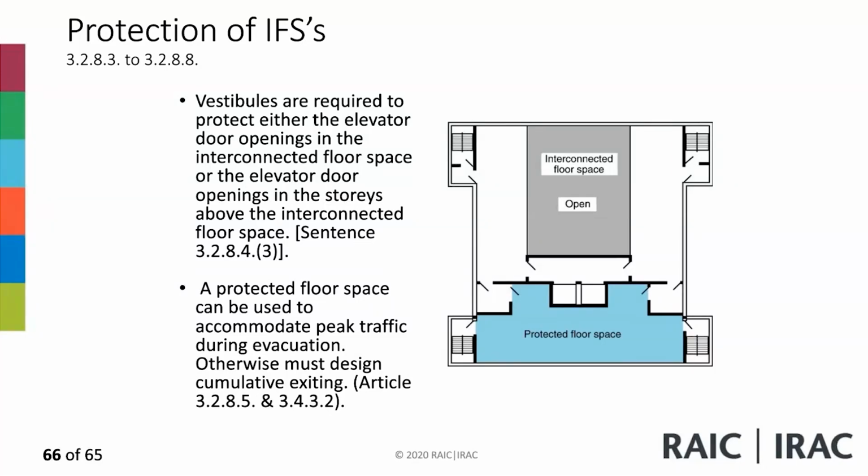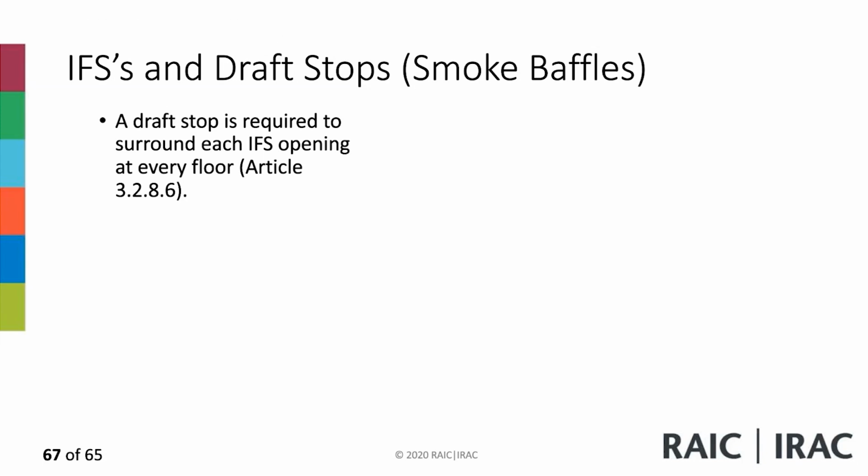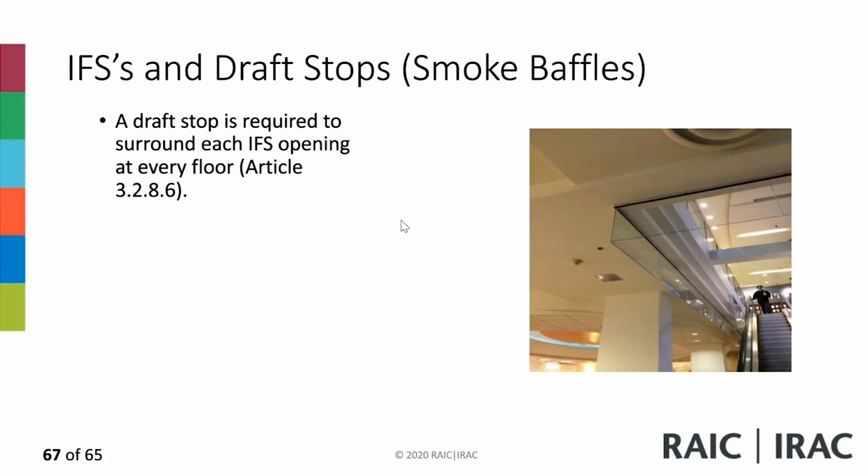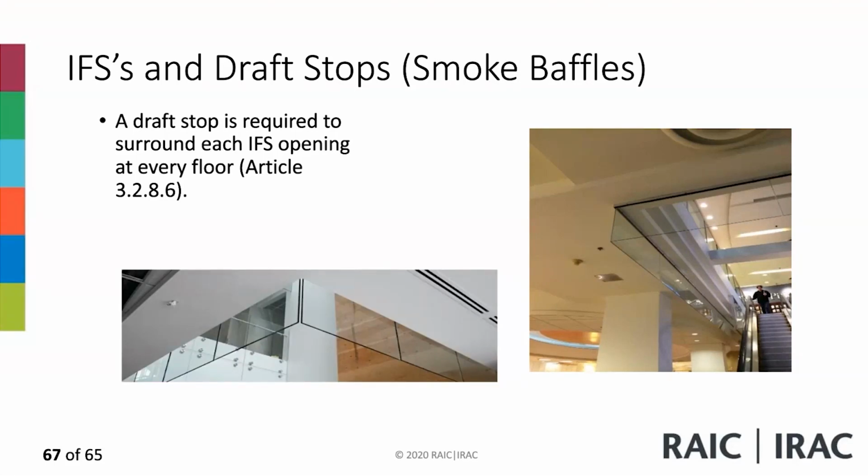I'm going a little bit quickly through those sections, but you have to take a look at all the references in 3.2.8.3. If you are going to protect the interconnected floor space, there are specific requirements, and you have to take a look at them carefully, and they're also going to affect egress from that. A draft stop is required to surround every interconnected floor space opening at every floor. This is 3.2.8.6. It's a simple requirement. A draft stop, and you see a draft stop for the floor opening. Can you see it? Okay.